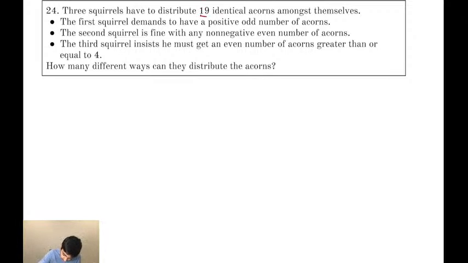So we have 19 acorns, and we have to distribute it amongst these 3 squirrels. So what most of you who solved it probably did was casework. You just do the different cases, and that's totally doable. But there's a really nice solution to this problem. So the first squirrel, let's just say squirrel 1, since it wants a positive odd number of acorns, has 2a plus 1 acorns, where a is a number 0 or more. So a can be non-negative, 0 or more. And then the first squirrel wants 2a plus 1 acorns.